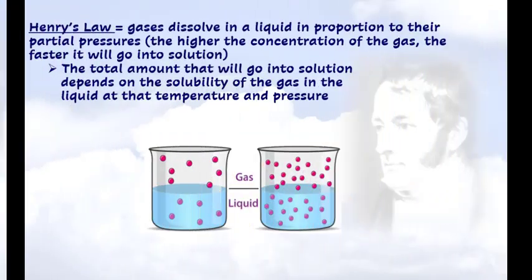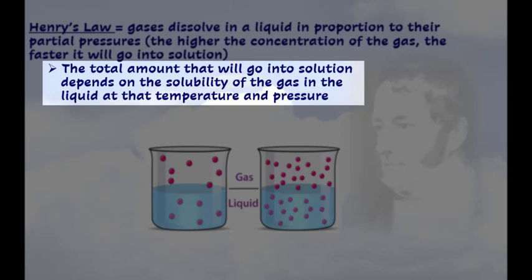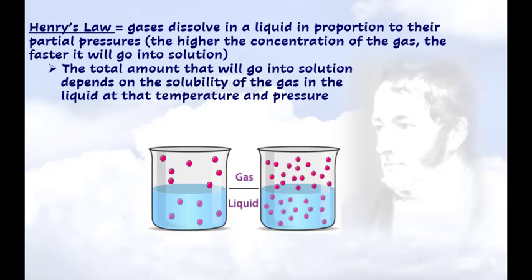Another gas law, Henry's law, is handy for looking at the actual exchange of the gases in the body. Part of his law says that at given temperature and pressure, gases dissolve in a liquid in proportion to their partial pressures. The higher the concentration of the gas, the faster it's going to go into solution. But there's a catch. The total amount that will go into solution depends on the solubility of that gas in that liquid at that temperature and pressure.